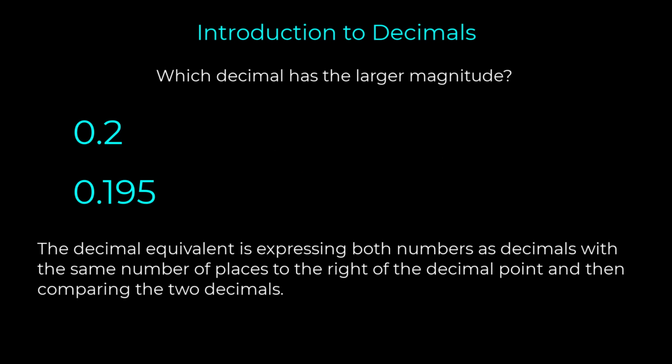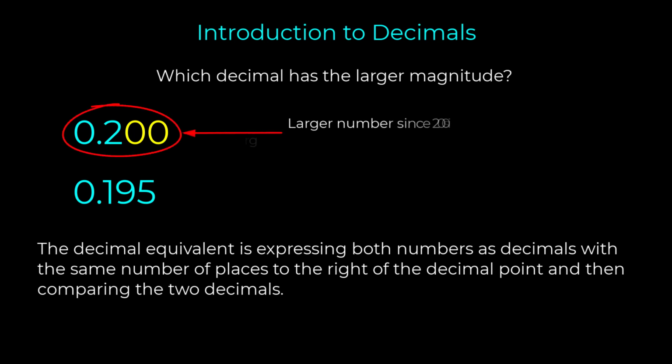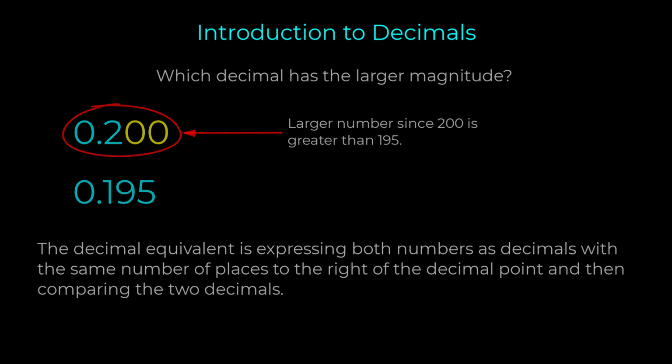0.2 has 1 place to the right of the decimal point, and 0.195 has 3. So we express 0.2 as an equivalent decimal with 3 places to the right of the decimal point by simply adding zeros to take up the additional places. Now the decimals we are comparing are 0.200 and 0.195. 0.200 is the larger number since 200 is greater than 195.